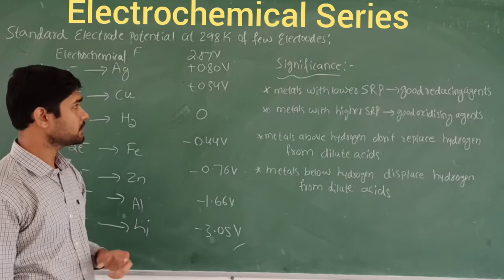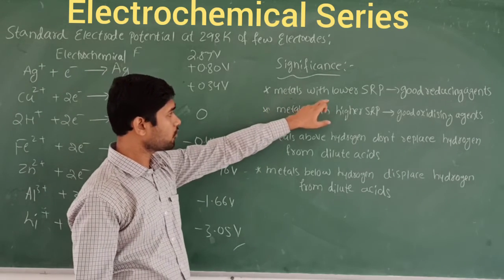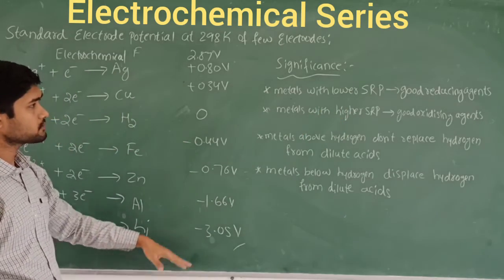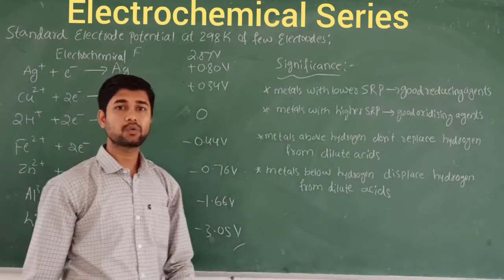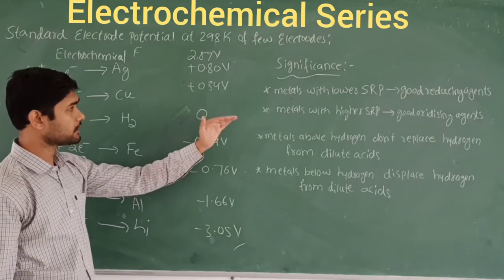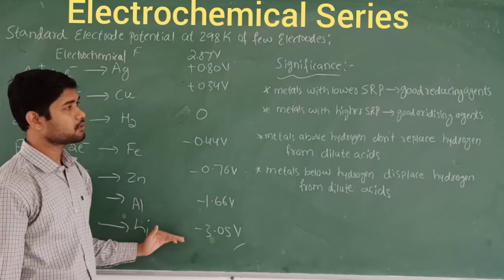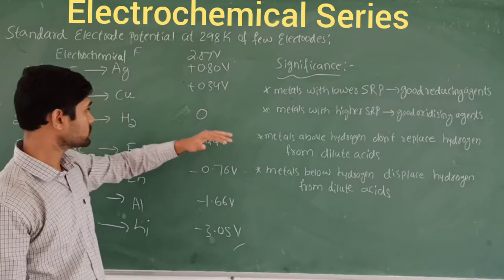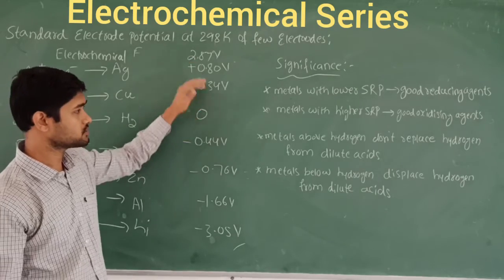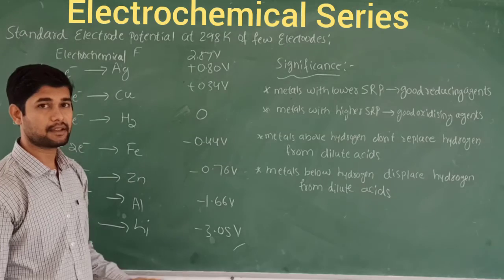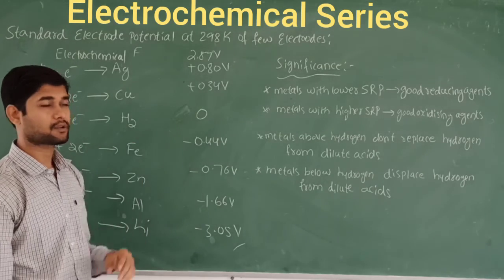What is the significance here? The metals with lower standard reduction potential, the lower values, are going to act as good reducing agents. These are the negative values, the metals with lower SRP, and they act as good reducing agents. The metals with higher standard reduction potential, above the 0, are going to act as good oxidizing agents. This is a very important significance of the electrochemical series.